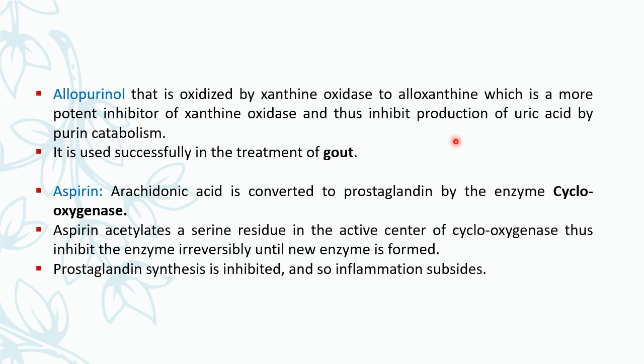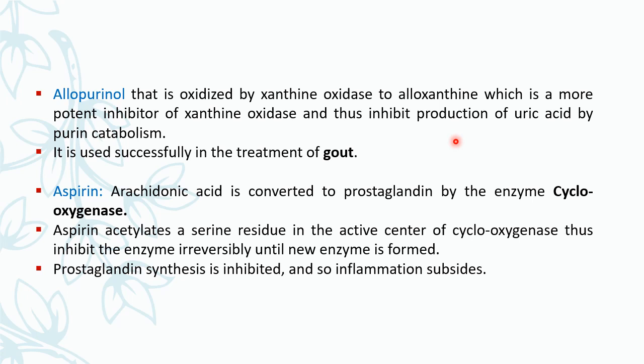Okay, now what is gout? Gout is the excess production of uric acid, so that urate crystals are deposited in the large synovial joints, causing pain and immobility. Okay, so how is uric acid produced? Uric acid is produced after catabolism of purine. It is the final product of purine catabolism.